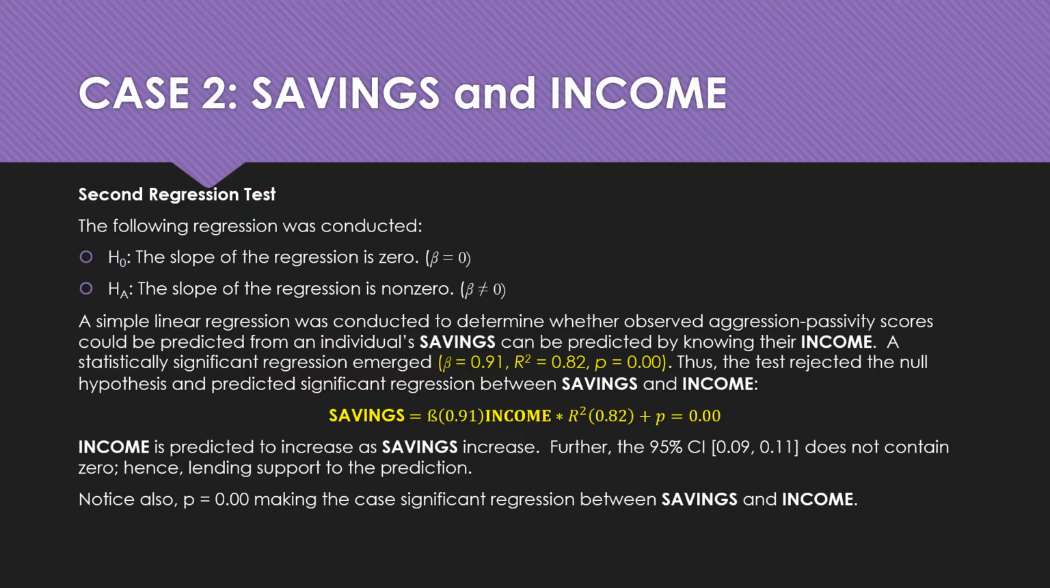Income is predicted to increase as savings increase. Further, the 95% confidence interval, 0.09 as the lower bound and 0.11 as the upper bound, does not contain 0, hence lending support to the prediction. Also, if you will notice, the p-value is equal to 0.00, making the case for significant regression between savings and income.